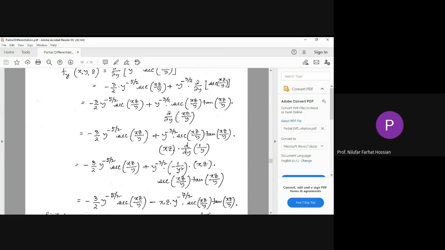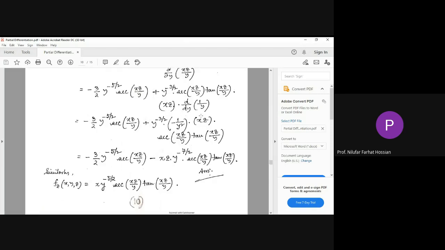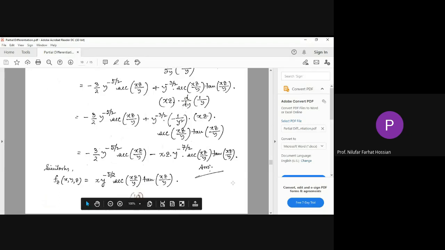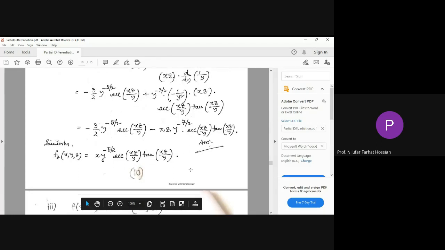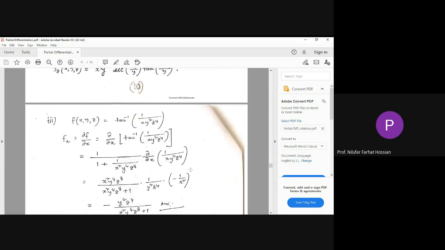And here z, x and z are constant. So let us take these two factors xz outside. So it should be d dy of 1 over y. And d dy of 1 over y is minus 1 over y squared. So let us take it here, and y to the power minus 3 by 2 minus 2 should be minus 7 by 2. So xz into y to the power minus 7 by 2 into this. Okay, I didn't do in detail the derivative of f with respect to z. The result is given to you. Please do it by yourself.